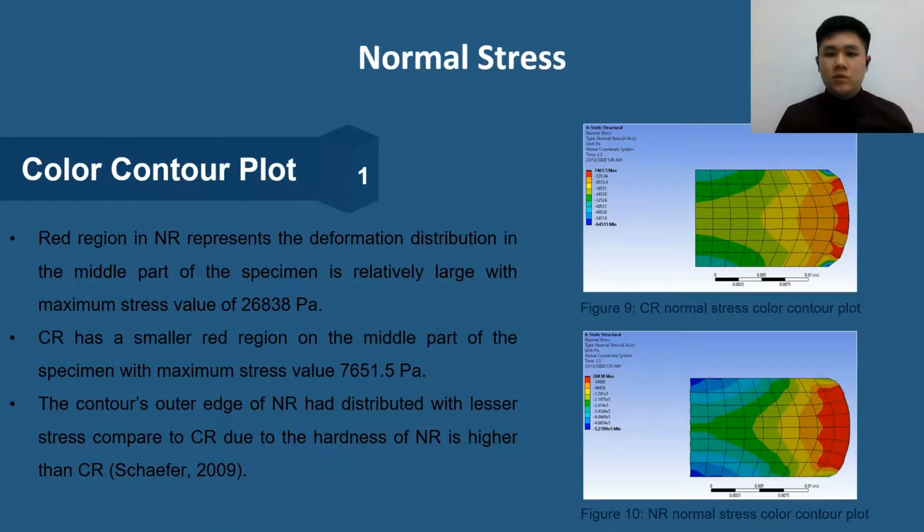Moving on to the normal stress result, from the color contour plot in Figure 9 and Figure 10, we can see that the NR has a larger red region and also a larger maximum stress value as compared to CR. The contour outer edge of NR is distributed with lesser stress as compared to CR. This is due to the hardness of NR being higher than CR.